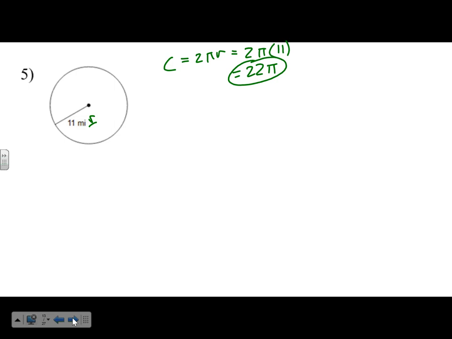Now, if you want to leave it as a decimal, you type in either 22 pi or 2 times pi times 11. You should be getting 69.11. Oh, sorry, 12. Again, please round to 2 decimal places. So it's 69.12. Again, those numbers are the exact same. The first one is leaving it in terms of pi, and it's actually easier once you get the hang of it.